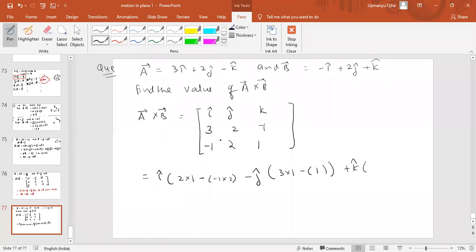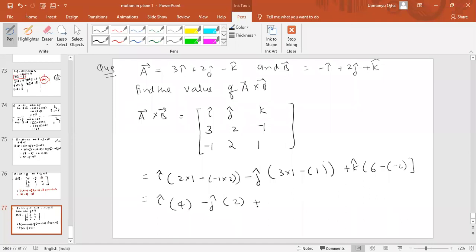That is how much? If you take this k cap, you have to eliminate this row and this column. So this will be 3 into 2, 6, minus of minus 2. So what answer are we getting here? i cap: 2 plus 2 is 4. Minus j cap: 3 minus 1 is 2.